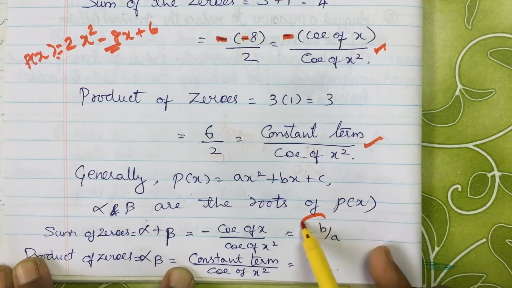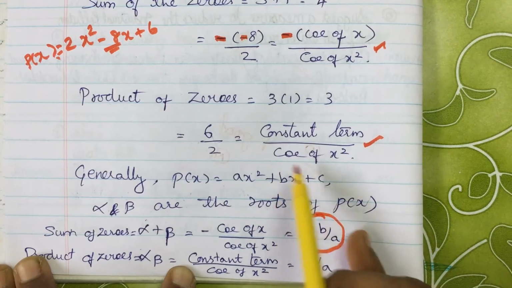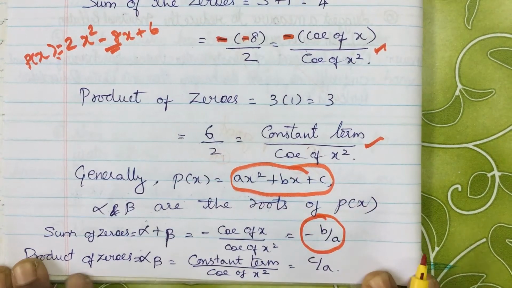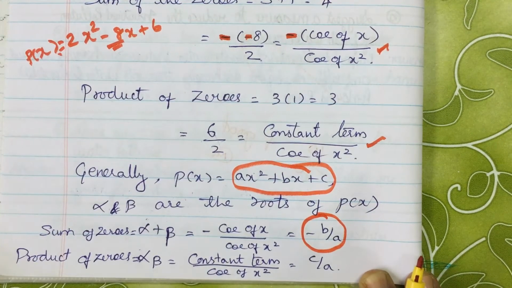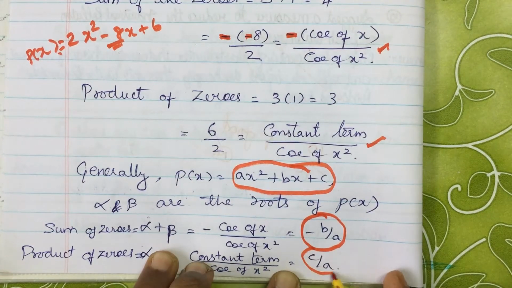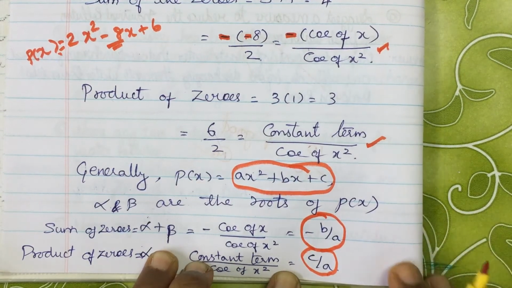So you have to remember this as a formula along with this equation, otherwise you will get confused, right? And the product of the zeros is alpha into beta, that is equal to the constant term divided by the coefficient of x square, that is equal to c by a. Again, you have to remember this formula also while working out the problems.